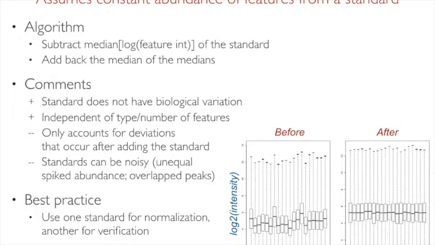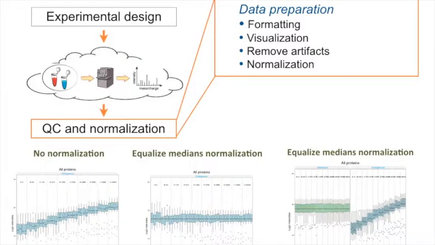We subtract from every feature the median of log of intensities of the standard, and then we add back the median of all the medians in the round, just so that our values are back in the original range. Essentially we're equalizing. If we have one protein standard, let's say it has 3 features, we take the median of the 3 features in run 1, the median of 3 features in run 2, the median of 3 features in run 3, and then we equalize the medians between the runs, and we apply the same shifts to every endogenous protein. So that's what we're doing with this algorithm.